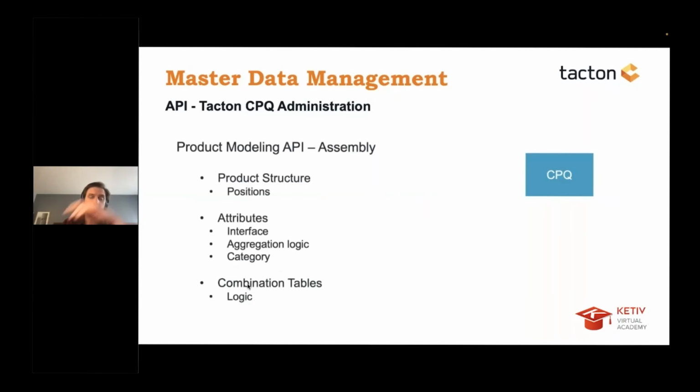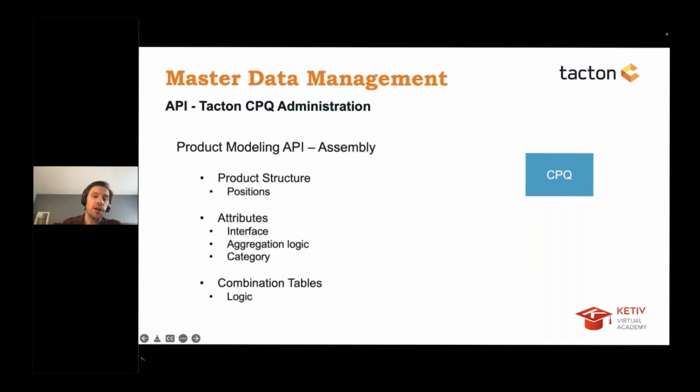All right, so let's step through these APIs, starting with assembly. An assembly in Tacton CPQ describes the structure of the product. If you remember the triangle when we were taking the structure from the PLM system and pushing that into Tacton CPQ, it is based on multiple positions, and the positions can either be other assemblies, like sub-assemblies, or it could be modules.